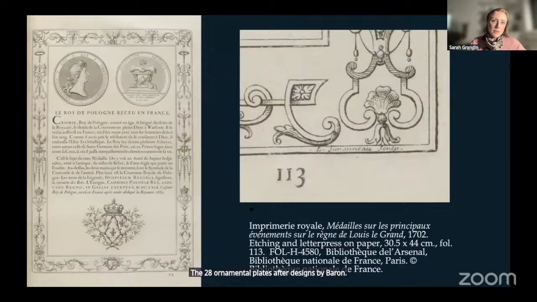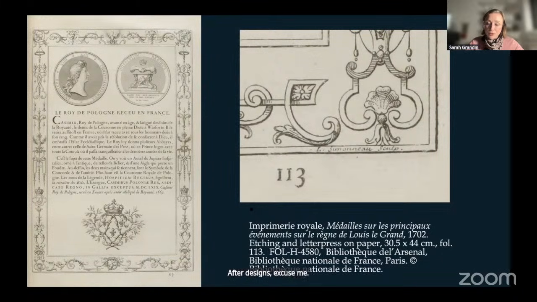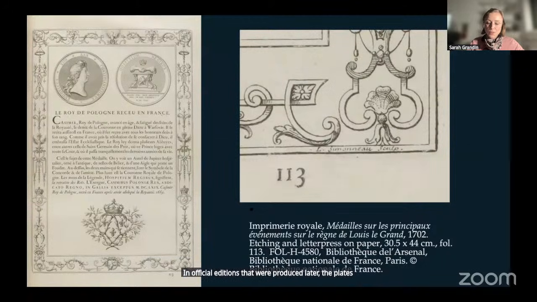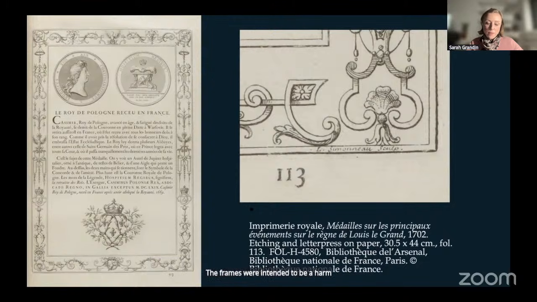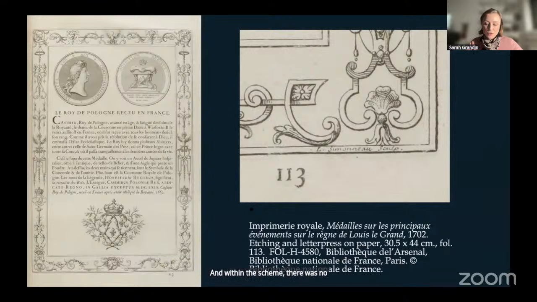And these frames were used to frame the king's medals. Now, early proofs of the volume show that originally the printmaker's signature was visible on the bottom edge of each plate. In official editions that were produced later, the plates were cut down with the result that Simonot's name was excised from the matrices and from the resulting impressions. The frames were intended to be a harmonizing element, one that made the pages rhyme like ordered type. And within the scheme, there was no place, it seems, for an individual such as Simonot to distinguish himself.